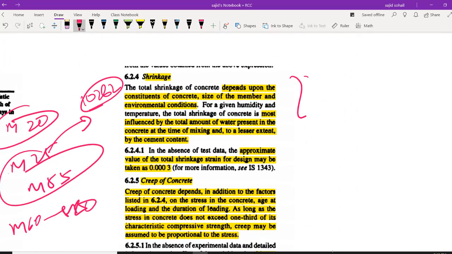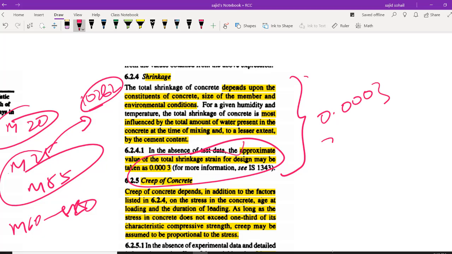And coming to shrinkage, what is the approximate maximum value of total shrinkage strain? How much is it? The maximum shrinkage strain value is 0.0003 or 3 into 10 to the power of minus 4 or 0.03%. I hope you remember this.